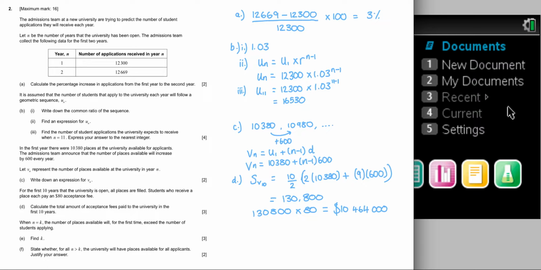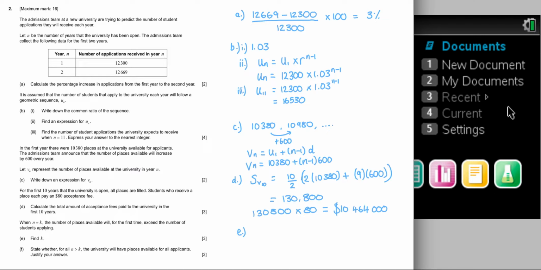Okay. And then for part E, it says that when n is equal to k, so there's obviously this value of n, where the number of places for the first time exceeds the number of students who apply. And we need to find where that k value is. So there's different ways of working this out. You could use the algebra, or you could use a graph, okay? So I'm going to show you the graphing method first.